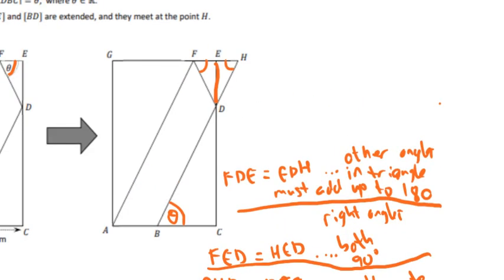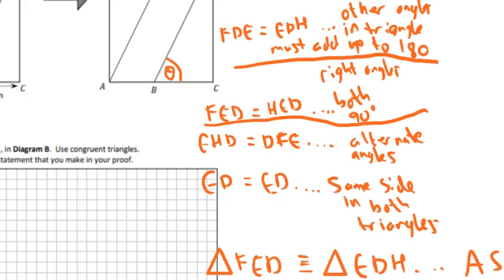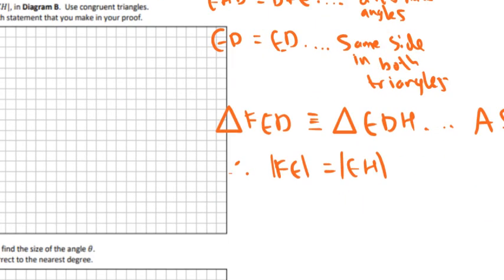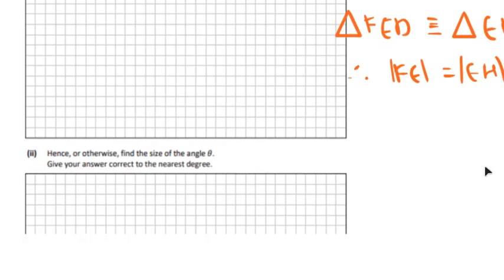So the right angle, and then the ED, and then the FDE and EDH angles are equal. So by angle, side, angle, where the side is in between them, it shows that they're equal.